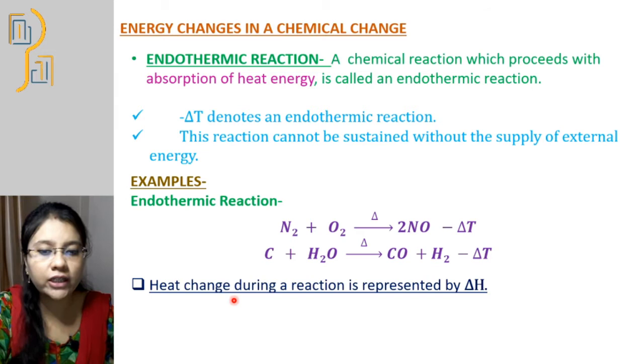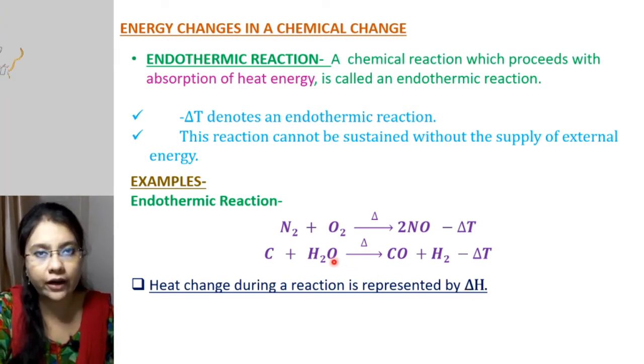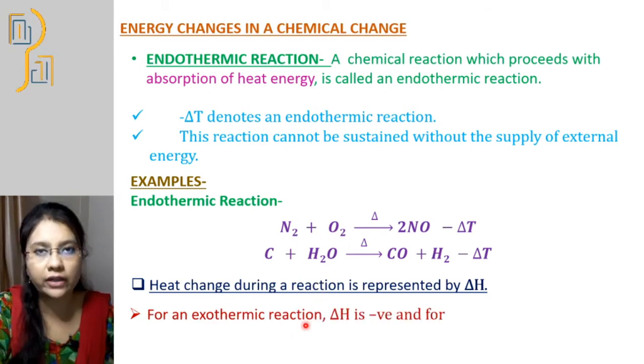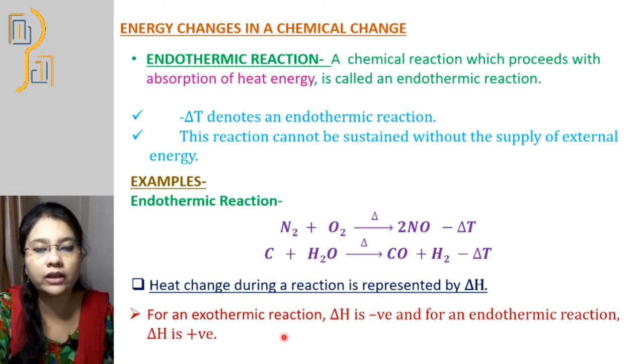Now, heat change during a reaction is represented by delta H or enthalpy. The details of enthalpy we will study in higher classes. For now, you just know for an exothermic reaction, delta H is negative, and for an endothermic reaction, delta H is positive. And remember, this delta H and delta T are different.